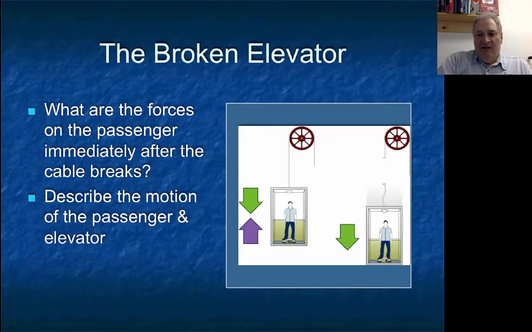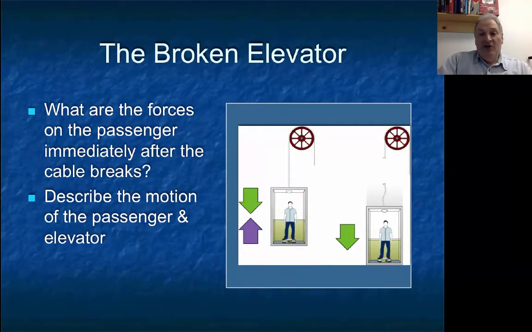So let's say you're on an elevator and the elevator cable breaks. What are the forces on the passenger right after the cable breaks? Are there any? Well, what kind of motion is the passenger undergoing after the cable breaks? The passenger will be accelerating downward. That means that there is a net force on the passenger. And what is the net force on the passenger? Well, it's the gravitational force down, and that's the only significant force, and so the passenger accelerates downward.